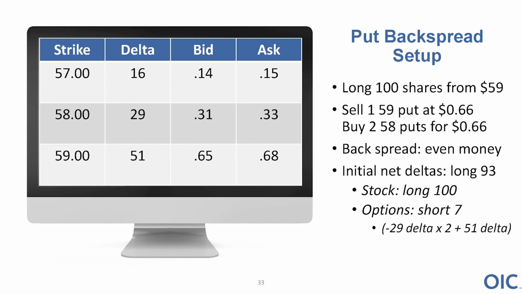So this position overall would have what's known as 93 deltas, meaning that if the stock goes up by $1, we would make about 93 cents. If the stock went down by $1, we would lose about 93 cents.